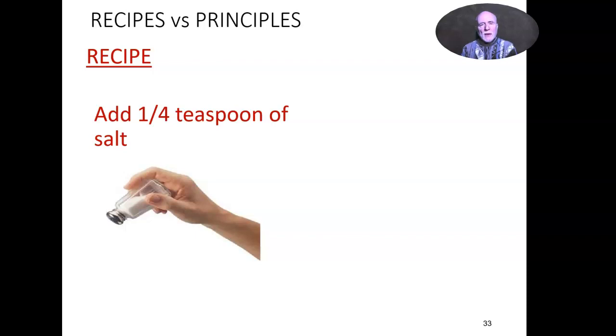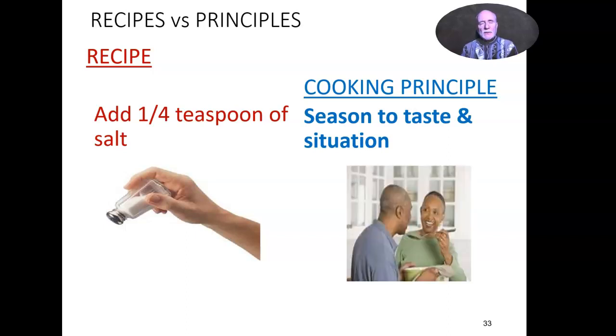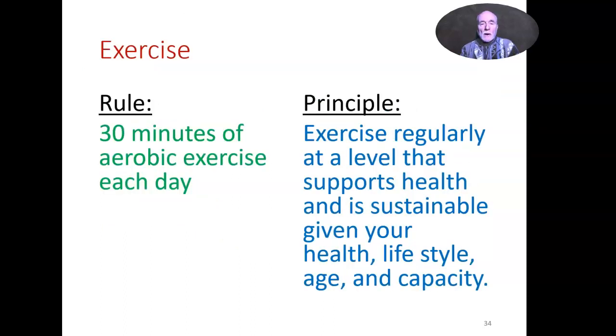Recipes give very precise directions. Add a 1/4 teaspoon of salt. A cooking principle, in contrast, is to season to taste and situation. Who's coming? What's the nature of the food? What spices might you want to include? And you adapt the meal to those conditions. There are exercise rules, 30 minutes of aerobic exercise every day. In contrast, a principle would be to exercise regularly at a level that supports health and is sustainable given your health, lifestyle, age, and capacity. Principles have to be interpreted and applied contextually.